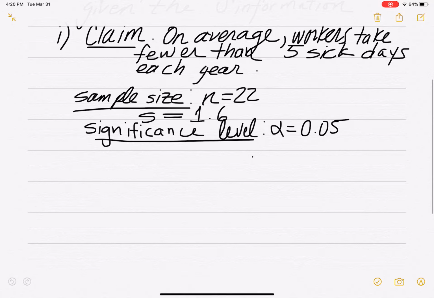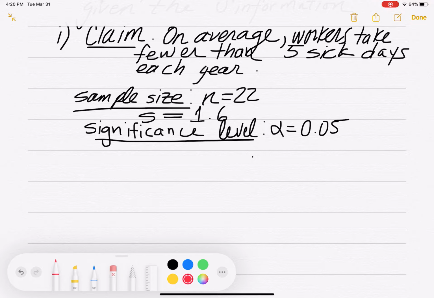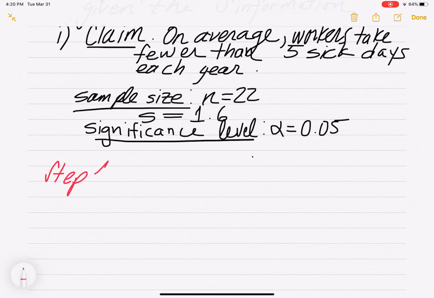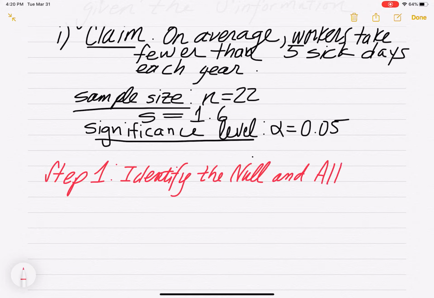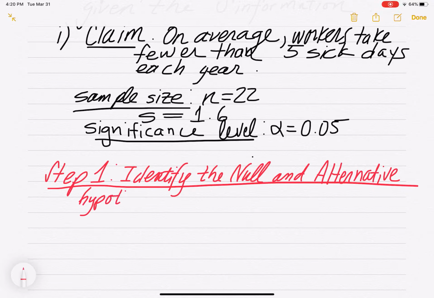All right, so first of all, we're going to do step one. Step one is going to be to identify the null and alternative hypothesis. So we're going to write H0 for the null, and for the alternative, we're going to write H1. And we're putting colons after those.